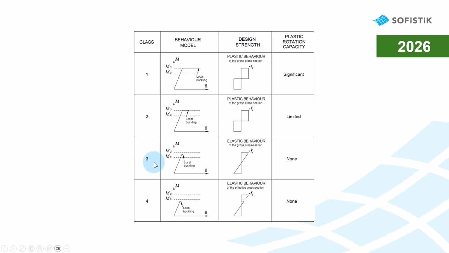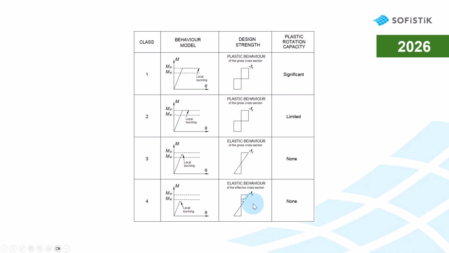Sections of Class 3 are more slender and would buckle before reaching the full plastic bearing capacity. Here the checks are done based on the elastic stresses in the section. Sections of Class 4 are even more slender and might buckle before reaching the elastic bearing capacity. Here local buckling effects have to be considered by additional measures.